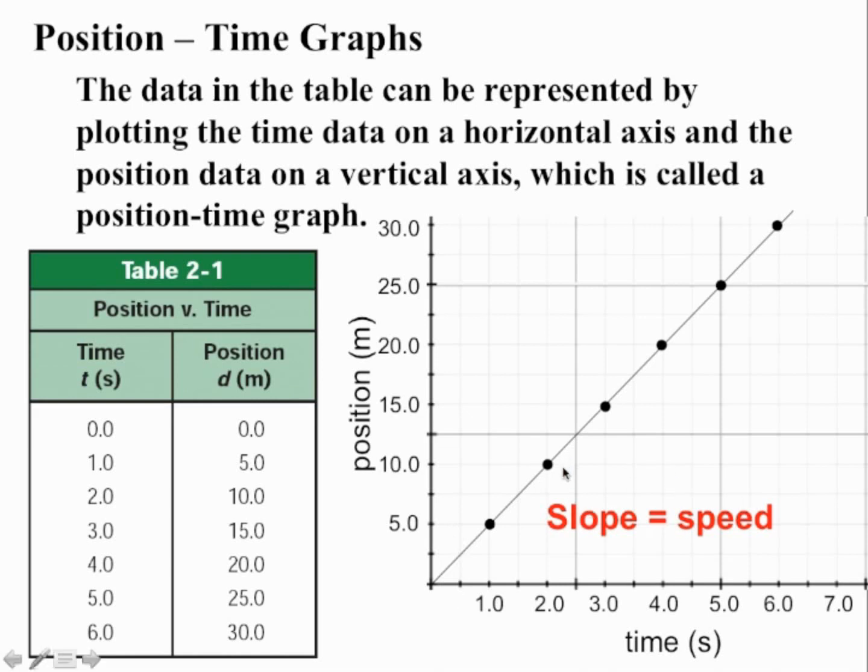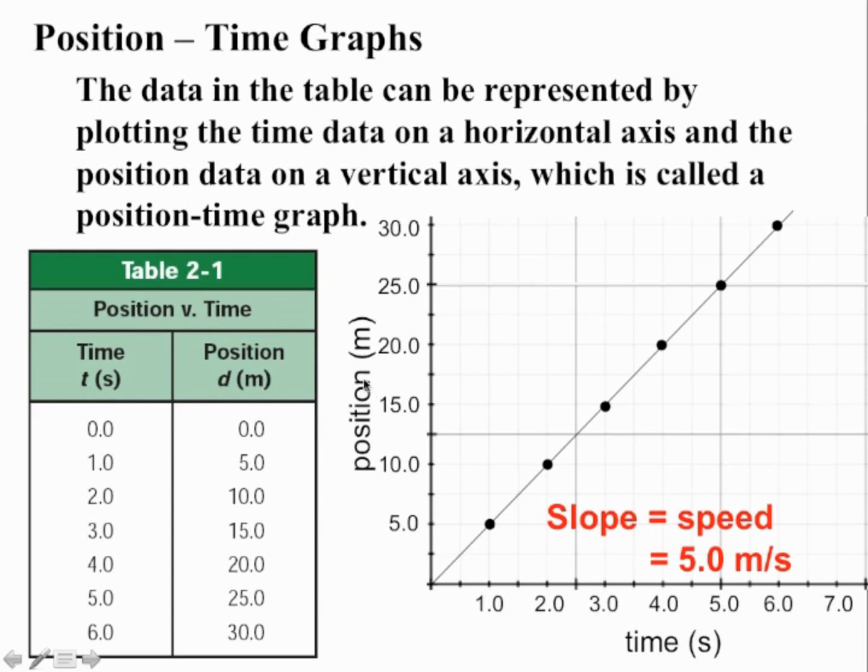Or let's look at this next portion, from the first dot to the second dot. The rise between those 2 points, we go from 5 to 10, so the rise is 5 meters. And the run, since we go from 1 to 2, is 1 second. 5 meters divided by 1 second is 5 meters per second. And so we can see that the slope of the position time graph is the speed. As you've probably figured out by now, this particular slope is 5.0 meters per second.